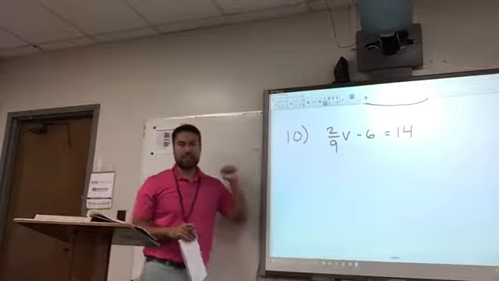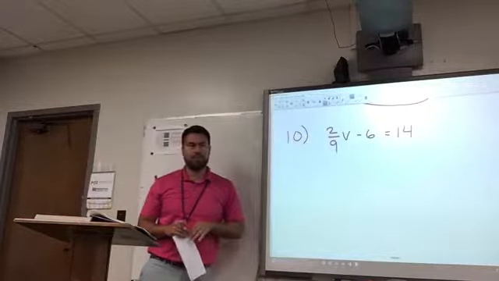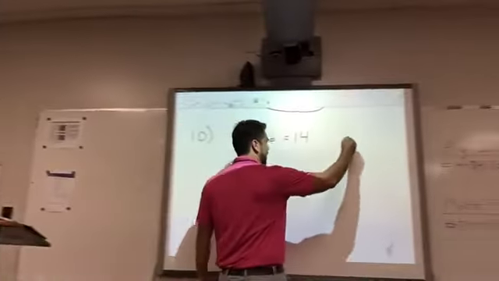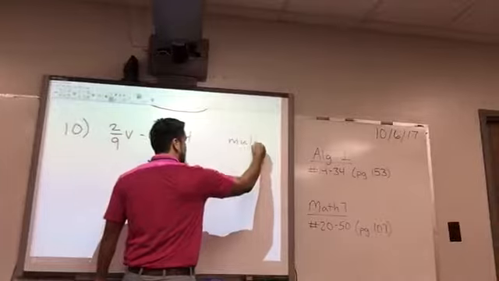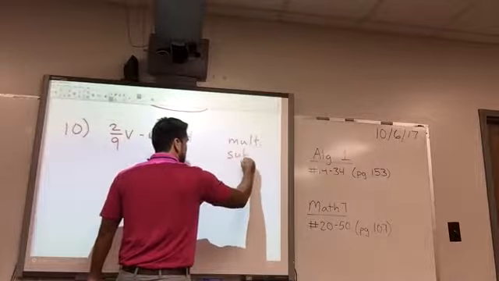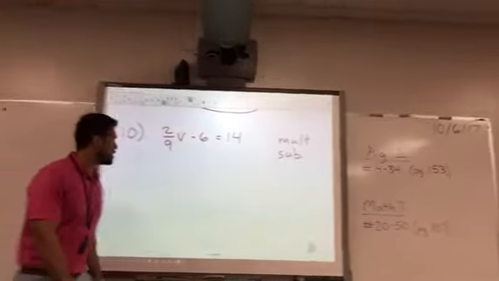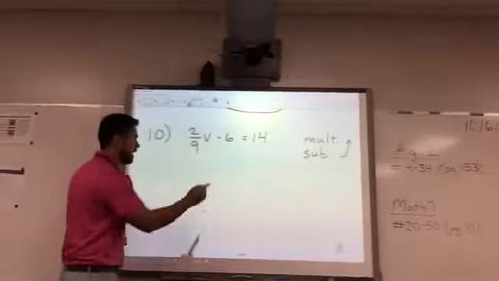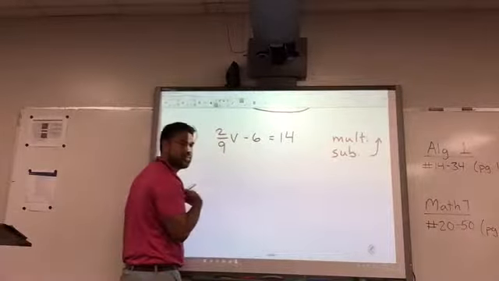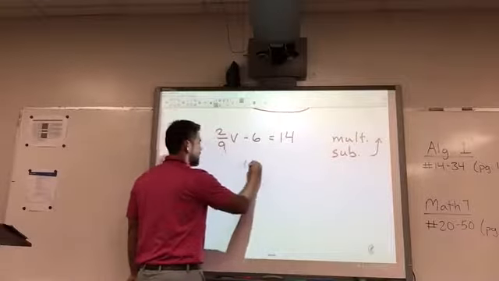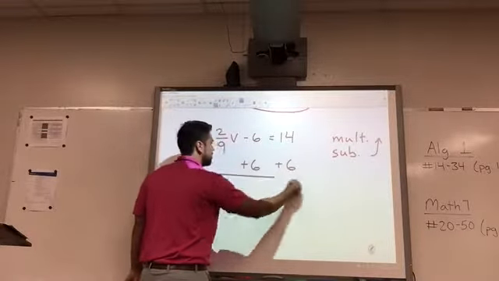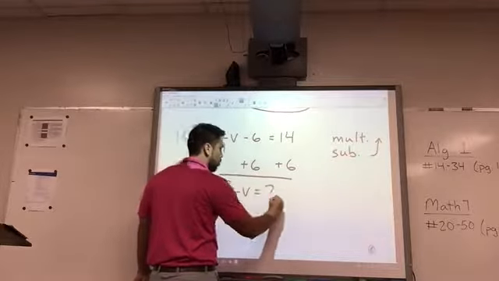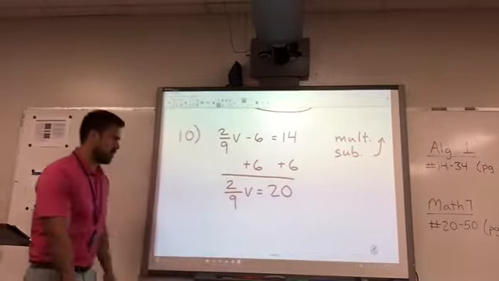Okay, so we're going to start off doing the same thing we did on the other two. What's happening to b? It's being what? Multiplied, and then it's being subtracted. Okay, so I'm going to deal with the subtraction first, then I'm going to deal with the multiplication. So what do I add to both sides? 6. So I'm just going to add my 6 to both sides, and I'm left with 2/9 b equals 20. Okay, good. So far, so good.